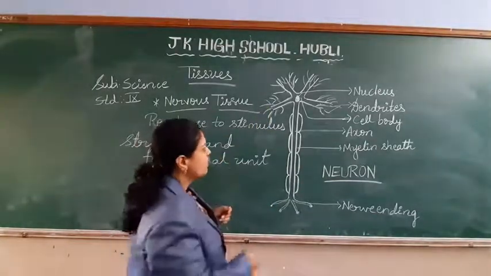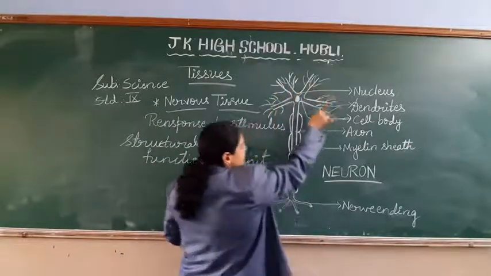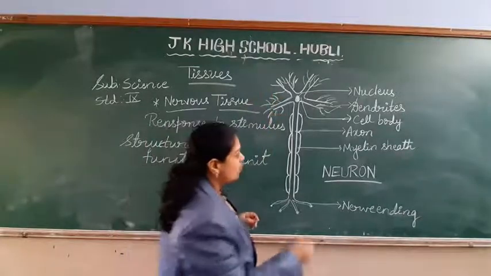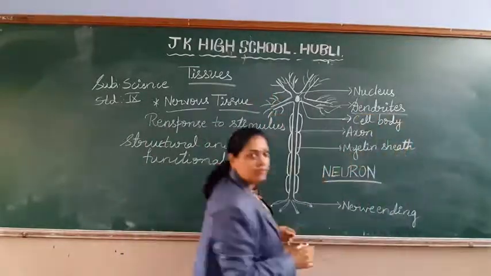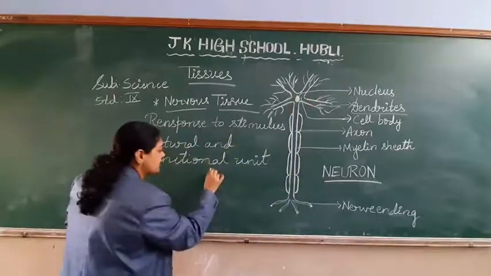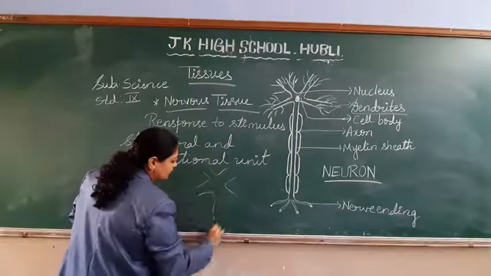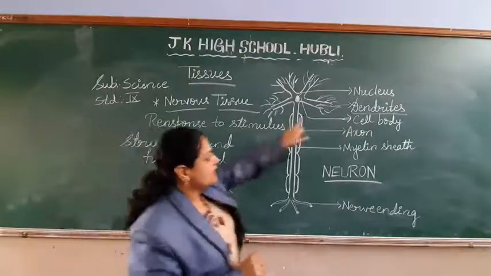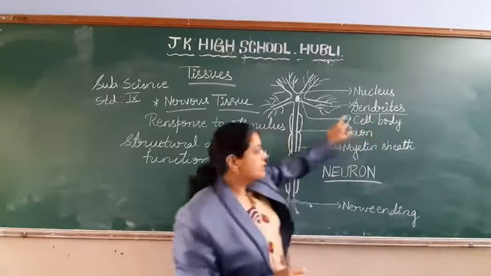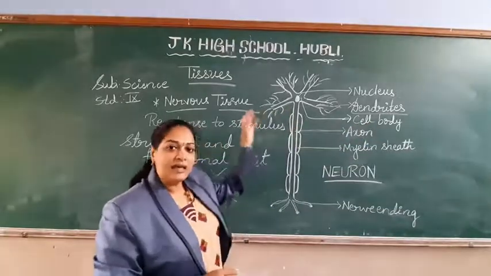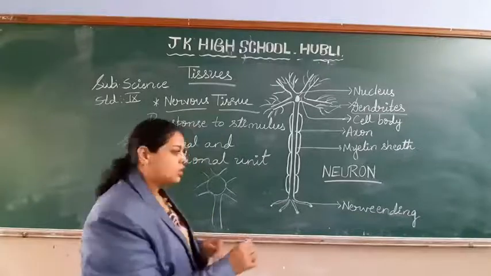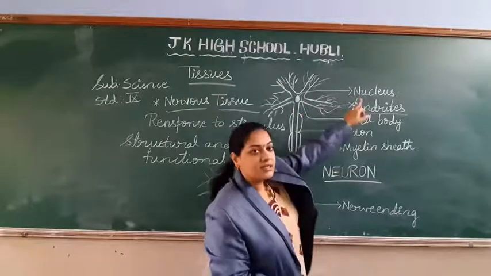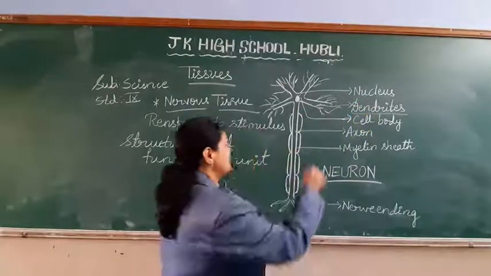See the structure, it has so many branches. Here you can see so many branches, it looks tree-like. These branches are called the dendrites. At the center, see here, this is called the cell body. The center one is called the cell body and it is also a type of cell, so it has the nucleus. At the center here I am showing you, this is the nucleus.